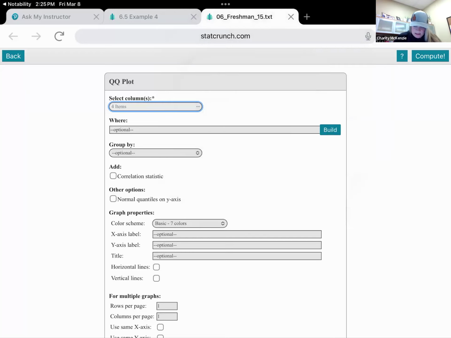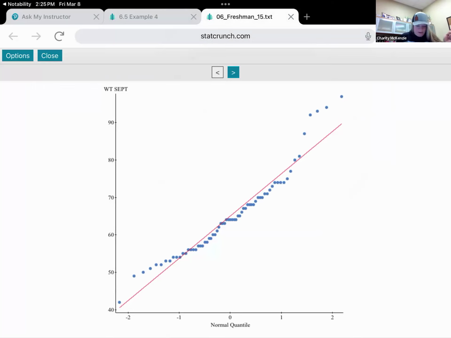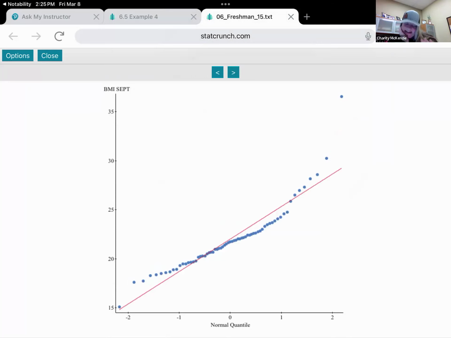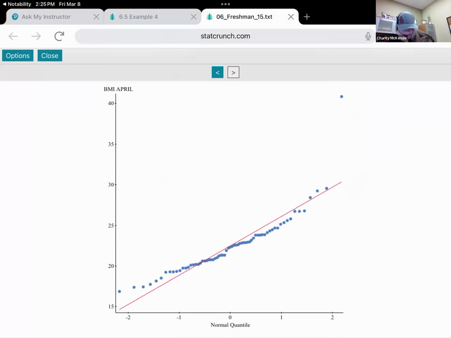Why not? Compute. Okay, so here, it says weight for September. Definitely not looking normal, even though it had outliers, so we shouldn't have even done this plot, but I wanted to show it to you. Next data set doesn't look normal. The BMI data actually looked fairly normal, but look at it. It's curving all the way up, not working for us, and neither is April. So we can see they're definitely not forming a good line, and we had too many outliers. So not normal, all 4 sets of data that we could look at.